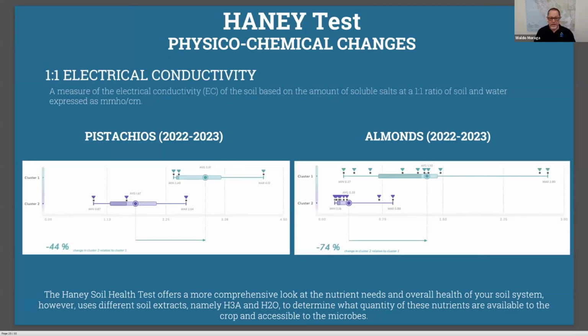Sorry. Electrical conductivity is a representation of how much soluble salt you have. Especially here in California, we're trying to reduce the electrical conductivity a little, the excess of salt in the soil. In both cases, the electrical conductivity went down, up to 74% less in almonds.